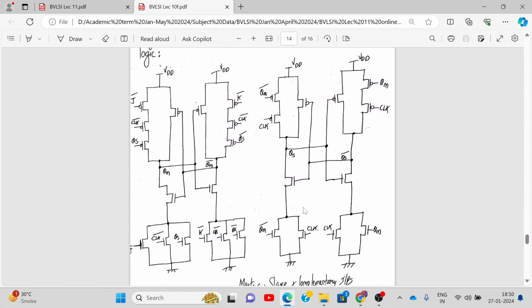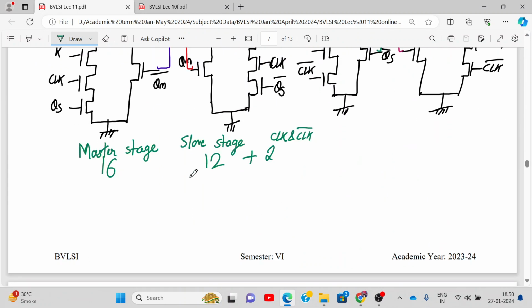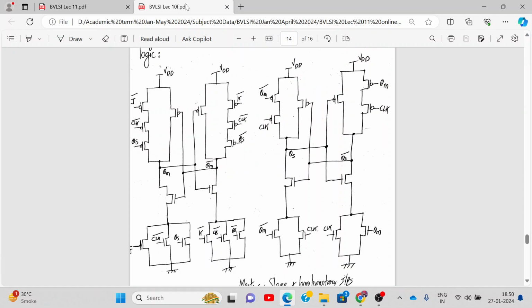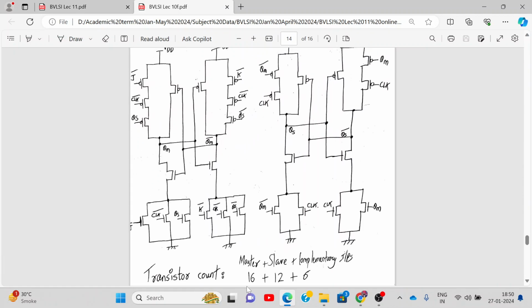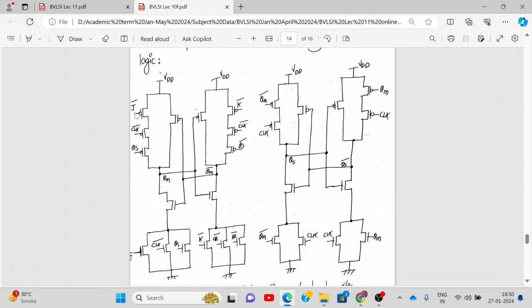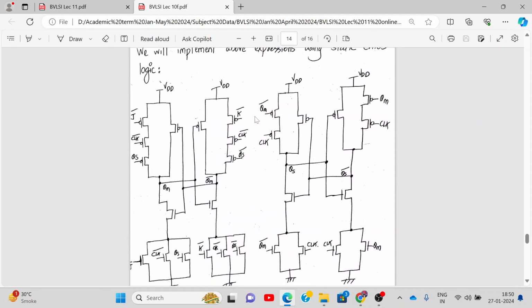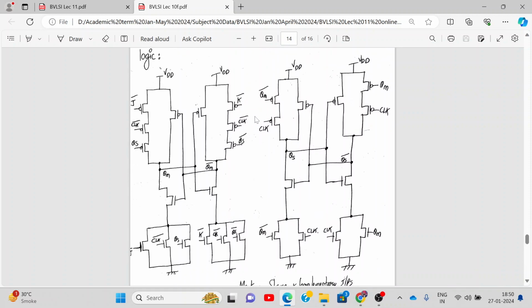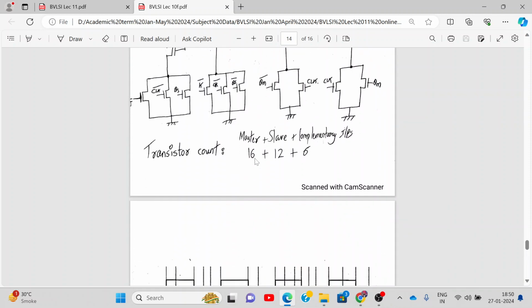As you can see, we were getting how many? Here 16 plus 12 plus 2. So total कितना हो गया? 30. Here you see how many are required? 16 plus 12 plus 6, 34. As I told you, the number of transistors will increase, just because कॉम्प्लीमेंट्री सिग्नल चाहिए ना J और K के लिए, that's it. So the design is similar, but the only thing is the transistor count will increase. All right.